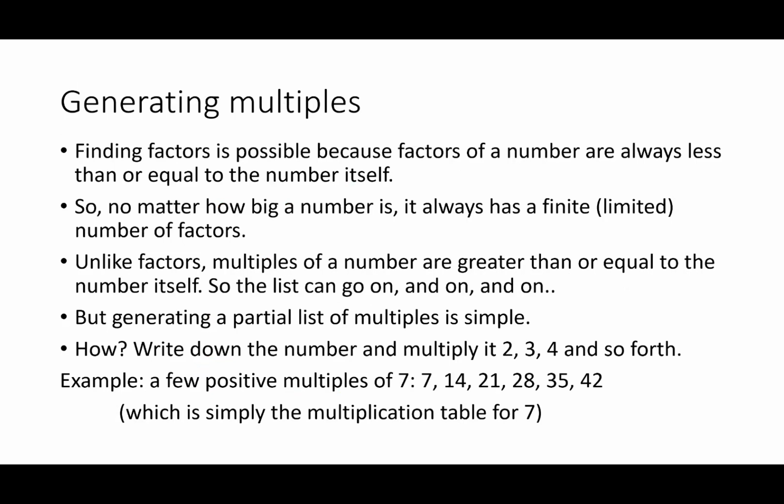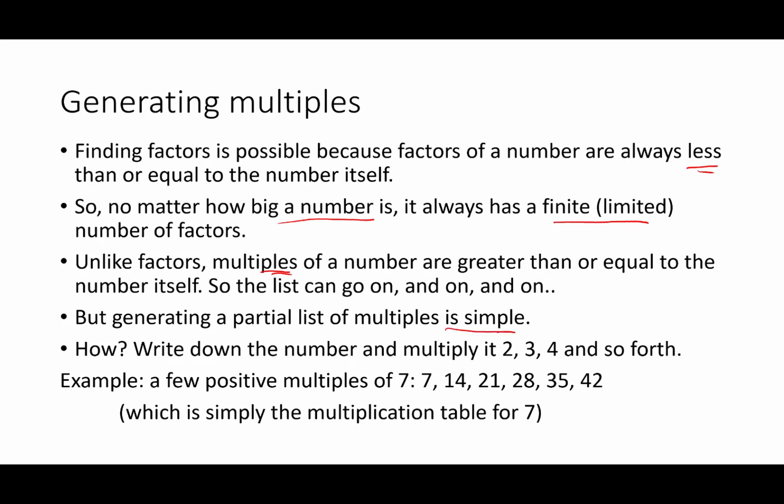After factors, let's have a look at multiples. Now, finding factors is possible because factors of a number are always less than or equal to the number itself. So no matter how big a number is, it always has a finite or limited number of factors. On the other hand, unlike factors, multiples of a number are greater than or equal to the number itself. So the list can go on. However, generating a partial list of multiples is quite simple enough.